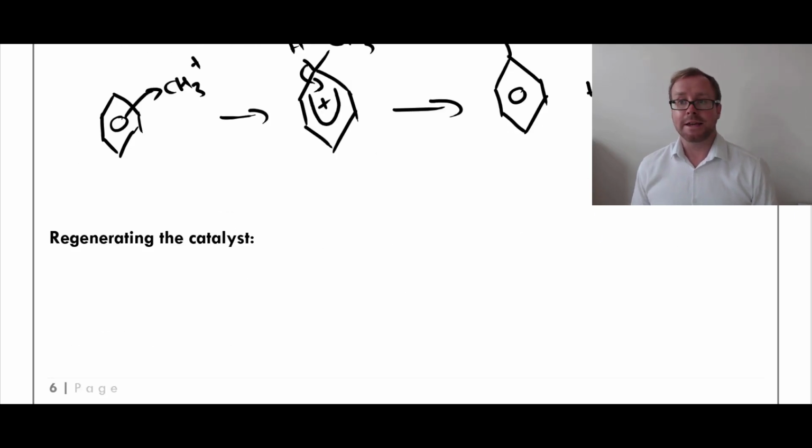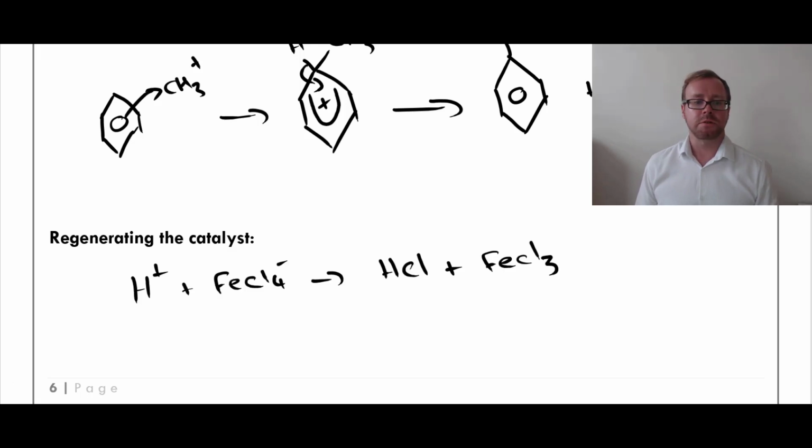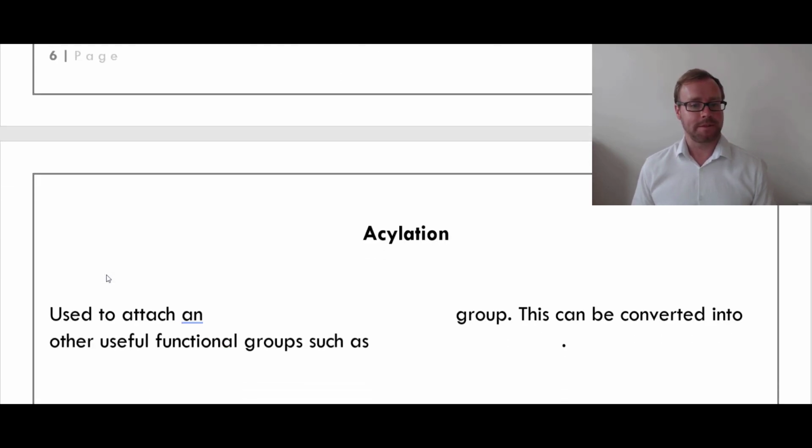Again, your turn to do this. Regenerate the catalyst, have a go. I'm sure you've all got this. H+ plus FeCl4- forms hydrochloric acid plus FeCl3, or HCl plus FeCl3. Right, okay, so last one, acylation.